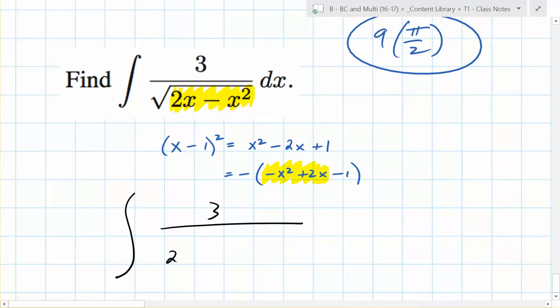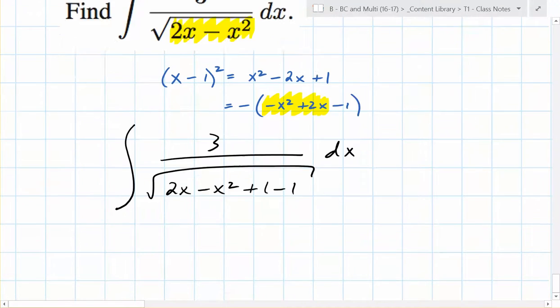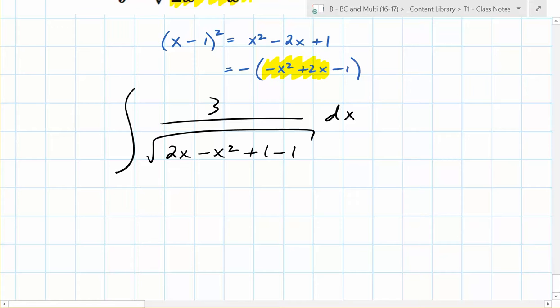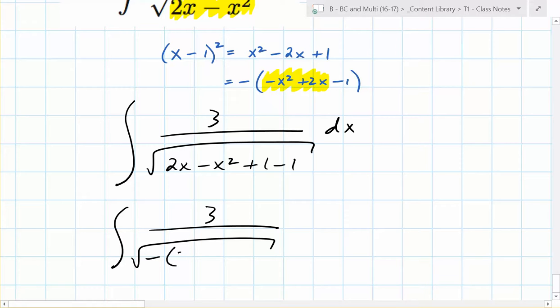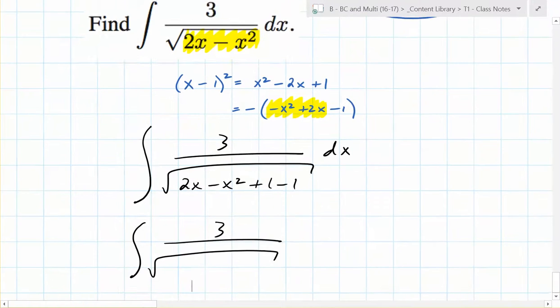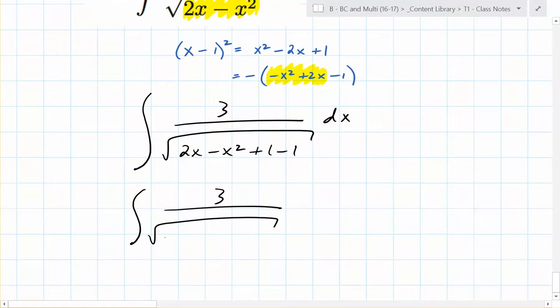Well, if we change this into 2x minus x squared plus 1 minus 1, have we changed anything? No. We haven't changed anything, right? I don't think so. But what do we now have? Could we factor out a negative now? Yes. Sure. What do we end up with? Oh, wait, hold on. What do we want here? Oh no, we can just reorder it, right? What do we have here? Negative x squared plus 2x minus 1 plus 1. All I've done is reorder the plus and the minus.